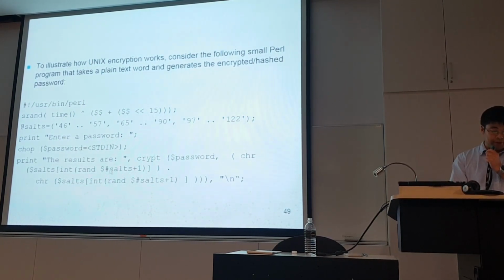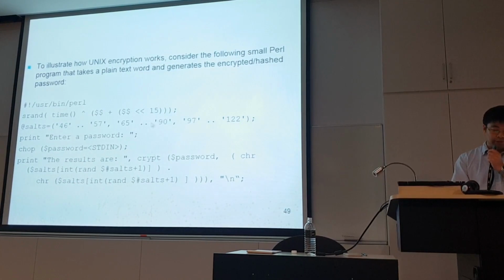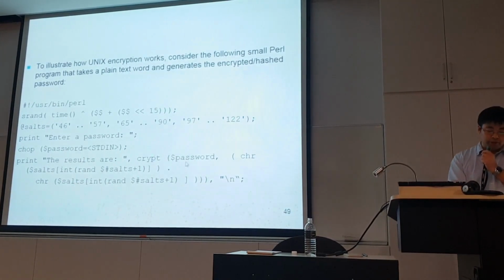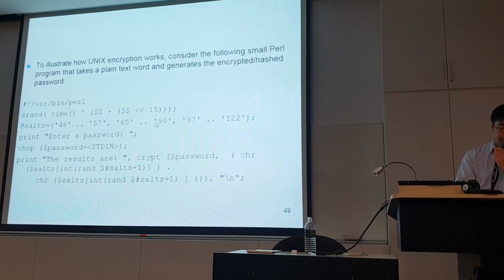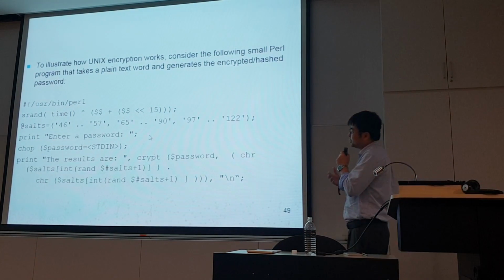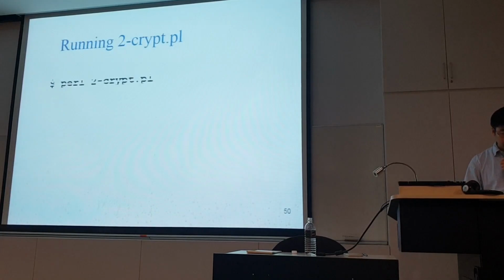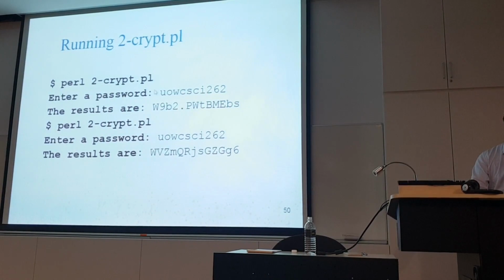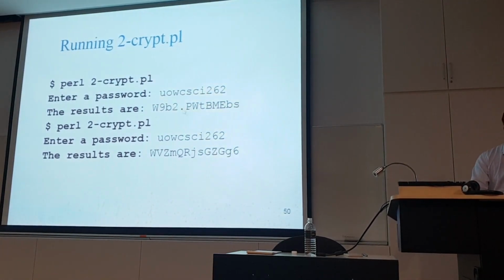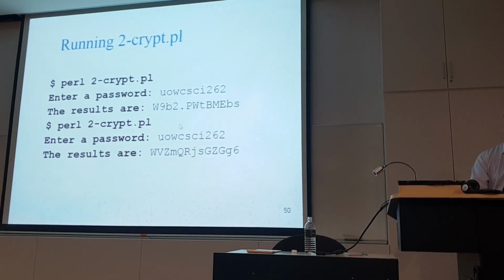So you choose one random item from this array, and you concatenate. This dot is concatenation. You concatenate with another random item chosen from this array. Then you hash the password with these two randomly chosen elements. This is a simple program to illustrate how hashing and salting can be achieved. If you run this Perl script, you can get different hash values even if you have the same user password, because the salt values are different, right?